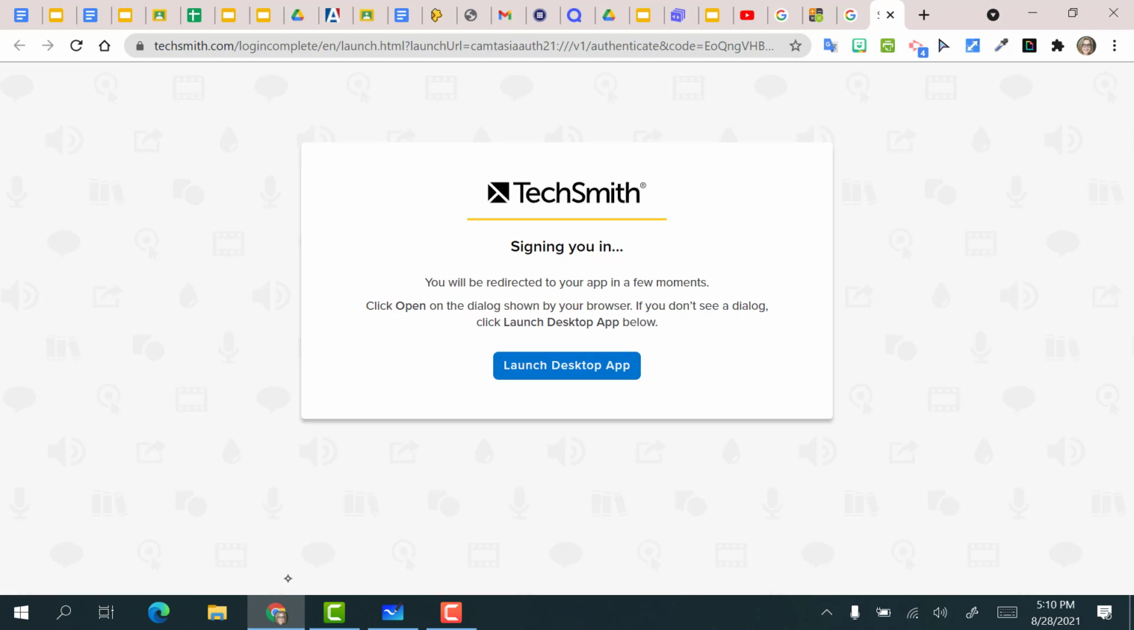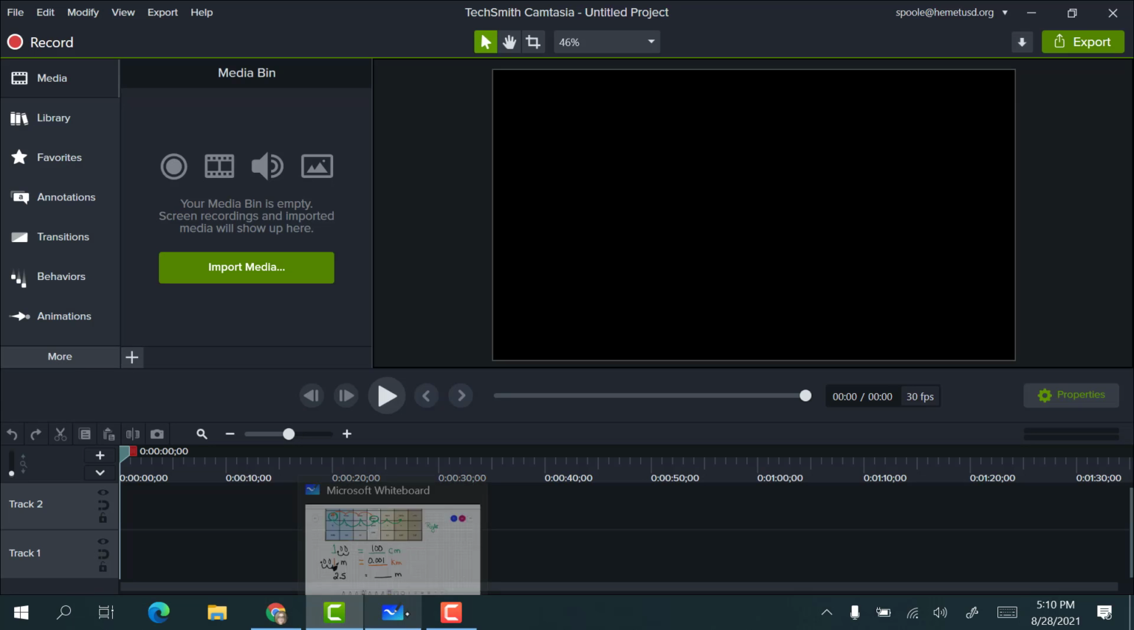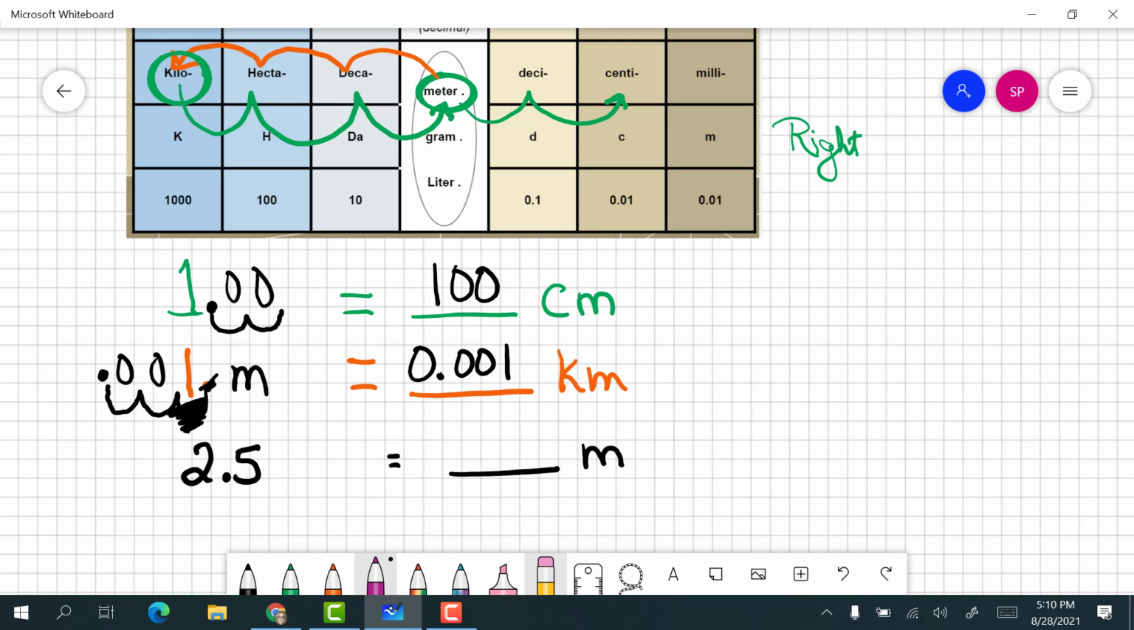So let's get rid of this here just to get out of the way. We're going to move this 3 spots to the right. 1, 2, 3. I have to make zeros for place markers. So 2.5 kilometers is equal to 2,500 meters. So that's fairly simple. Either way you go, just look at what direction you're going and how many jumps you had to make.